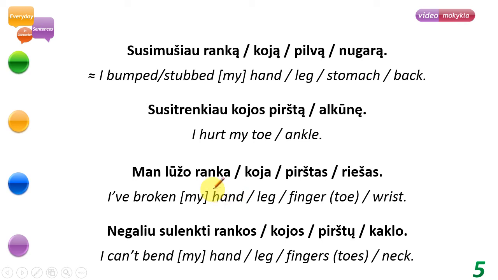Let's see how to say I've broken my hand. Man lūžo ranka. Lūžti means to break, so it's a non-personal verb. You cannot say aš lūžau, I broke, because you cannot break apart. You can only say that something broke for you, man, for me. For me, my hand broke or has broken. Lūžo ranka. The hand broke or has broken. So, man lūžo ranka. For me, the hand has broken. This is the literal translation.